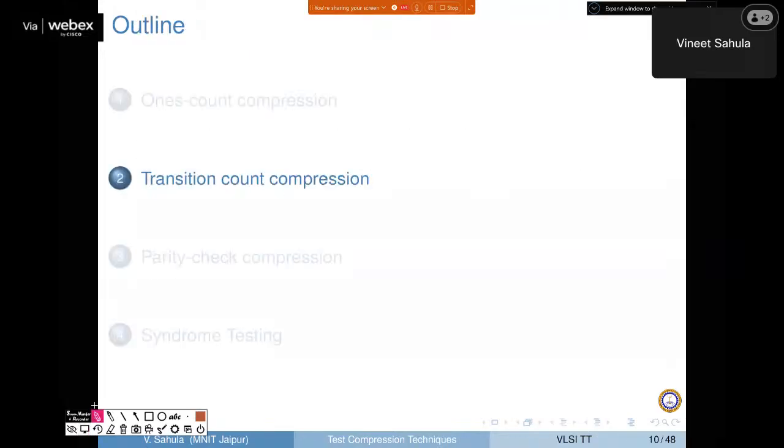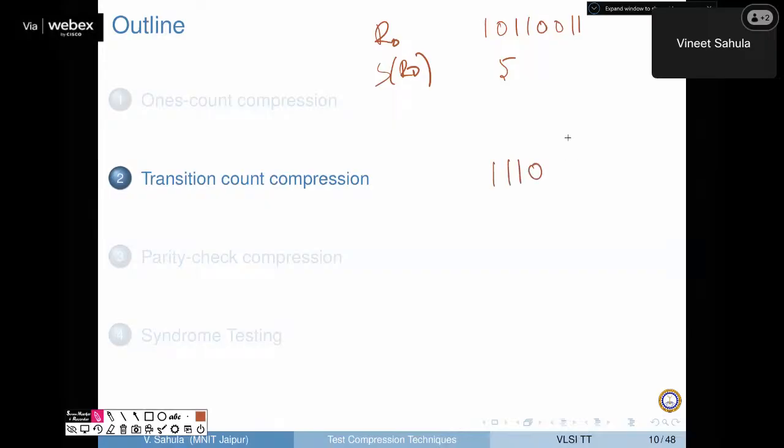We are counting the number of ones. Let us say the golden signature R0 is 8 bits: 10110011. So my signature for R0 would be 5 ones. Now my alias sequence would be 110 and 1011, and the signature for this will also be 5. So ones count cannot detect this aliasing.